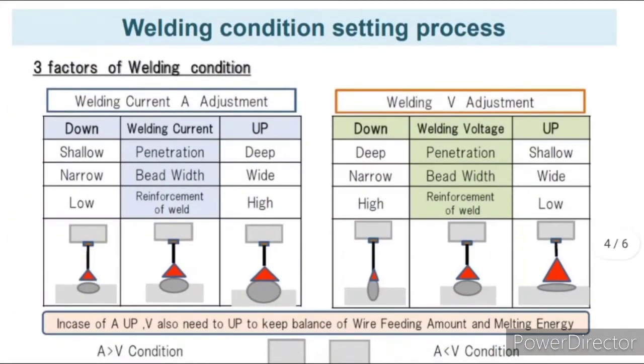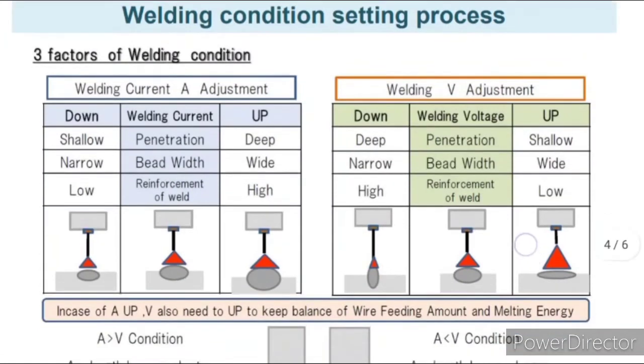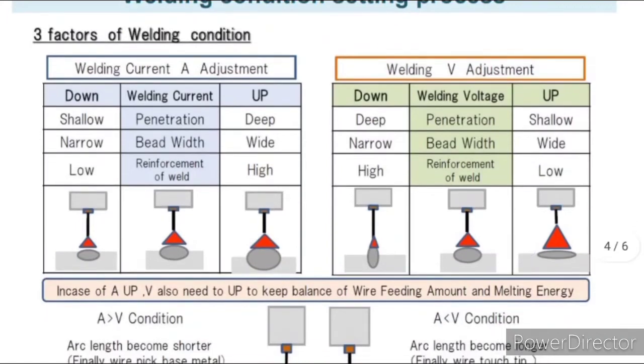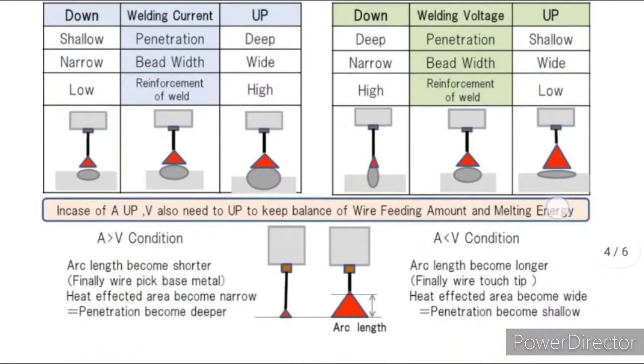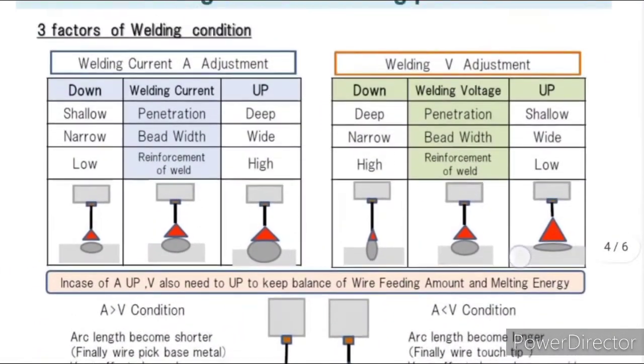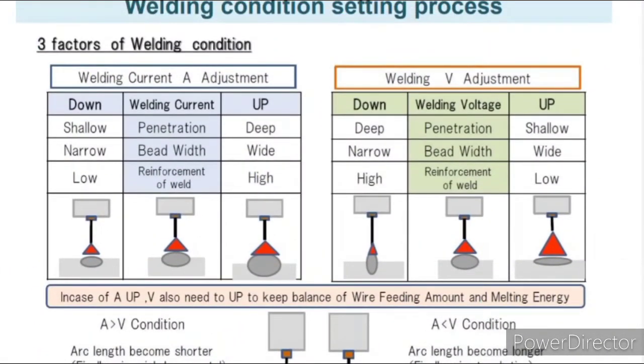Of the welding condition setting process, the 3 factors of welding condition: one, current adjustment, and voltage adjustment. So what is the effect of current adjustment? What is the effect on welding when you are increasing or decreasing the current? Here are basically two tables, and speed is as per your requirements. One is the voltage table and one is the current table.